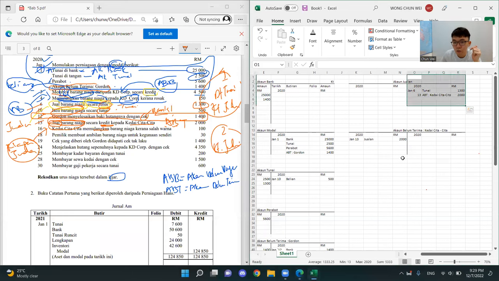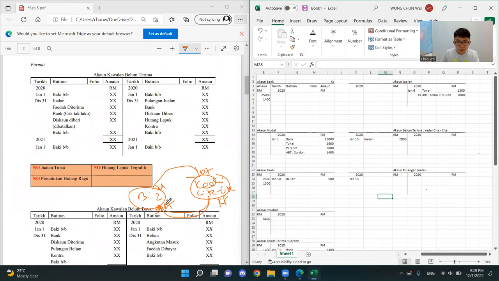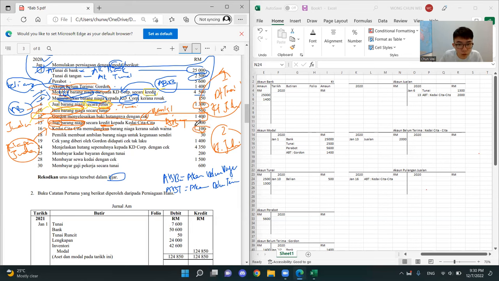Alright, so I need to buka satu account, pulangan jualan. So you can see now the thing is coming in. Alright, so I need to debit my pulangan jualan. This is which date? 16. Debit my pulangan jualan from siapa? My ABT kedai cita-cita. How much is it? 100 ringgit. It is 100 ringgit, right? Yeah, 100 ringgit.